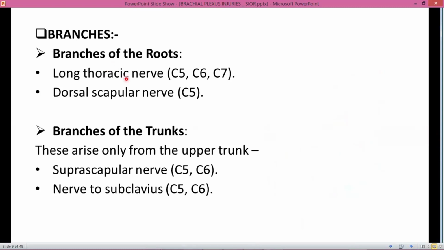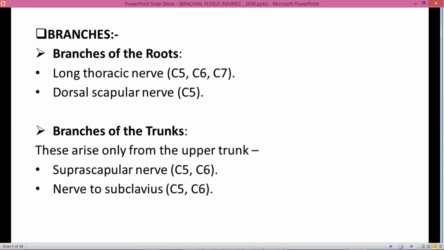This is very important and is used clinically also. The branches of the roots are the long thoracic nerve, formed by the roots C5, C6, C7, which supplies the serratus anterior muscle, and the dorsal scapular nerve, with a root value of C5, which supplies the levator scapulae and the rhomboids. If the injury is at a higher level, we can suspect that these two muscles will be the first to get involved, as they originate from the root.